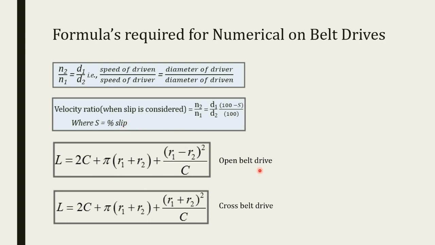Then the length of the open belt drive, we derived that and we arrived at L is equal to 2C plus pi into (R1 plus R2) plus (R1 minus R2) whole square by C, whereas for the cross belt drive, the length is equal to 2C plus pi (R1 plus R2) plus (R1 plus R2) whole square by C. You can easily remember these two lengths because the only difference between an open belt drive and a cross belt drive is the negative sign in the third parameter, that is R1 minus R2, and in the cross belt drive it is (R1 plus R2) whole square by C. So I don't think you will have much confusion remembering the length of the open and cross belt drive.